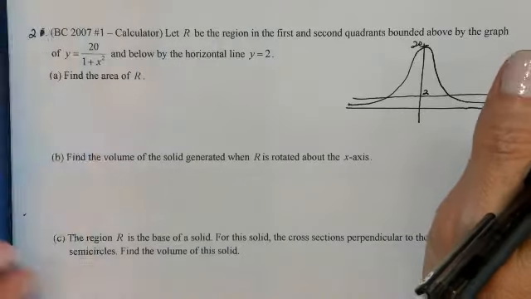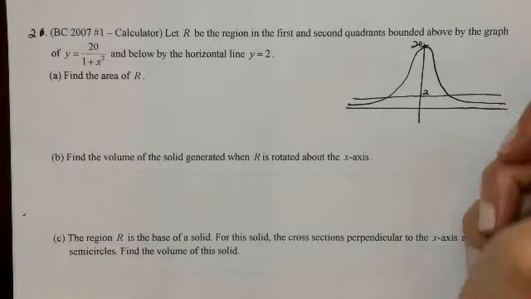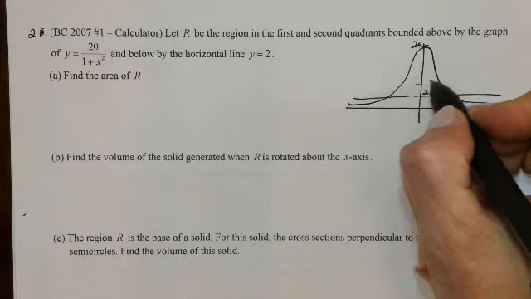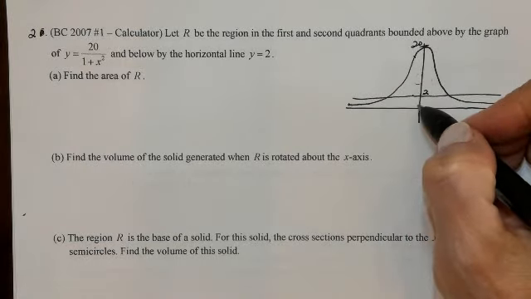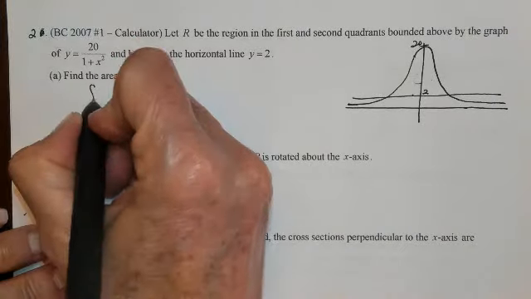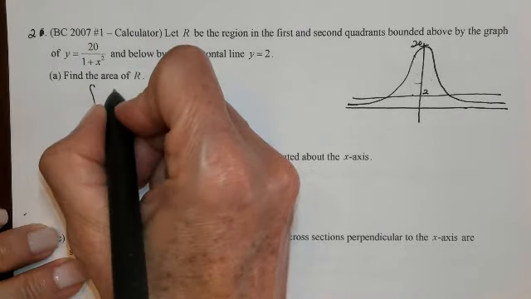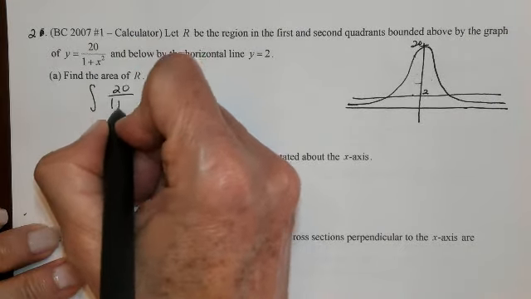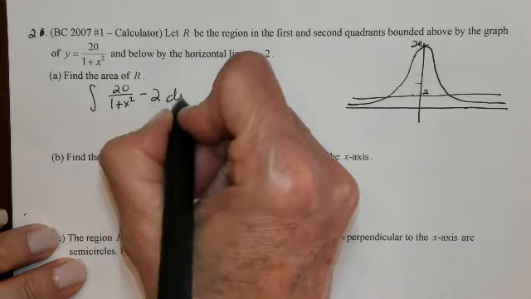Part A, find the area of R. So just the area of this. Integral, top minus bottom. No squares, no nothing, just integral, top minus bottom. So the integral of the top minus the bottom, so that's going to be my 20 over 1 plus x squared minus the bottom, which is 2, dx.